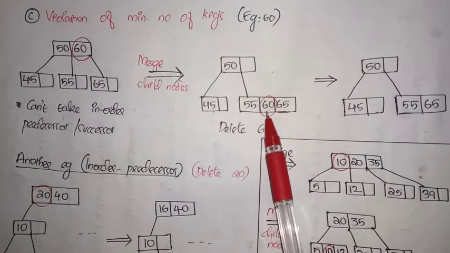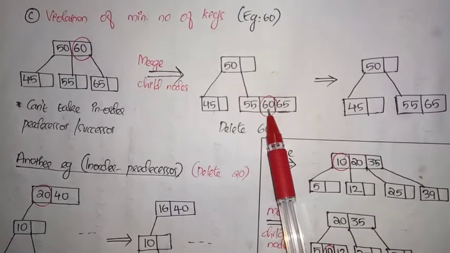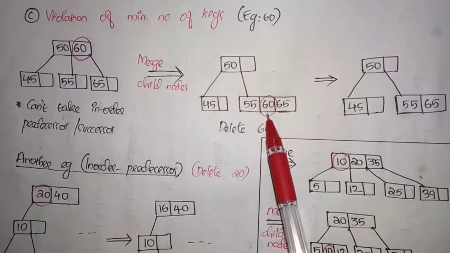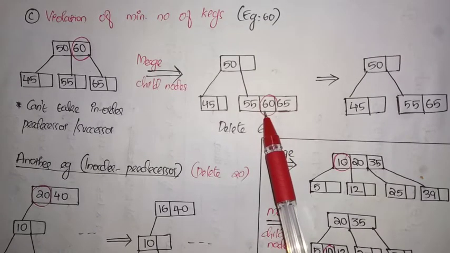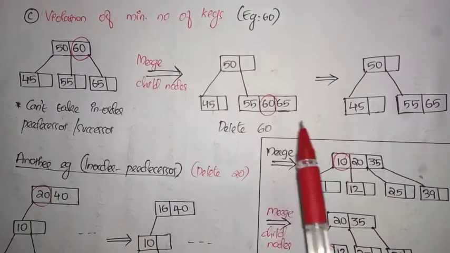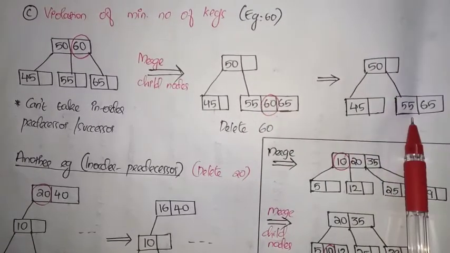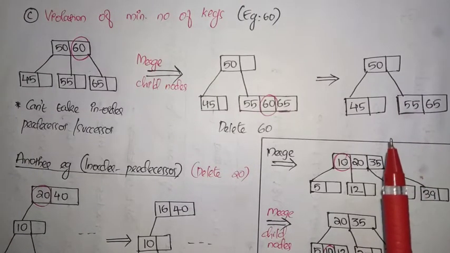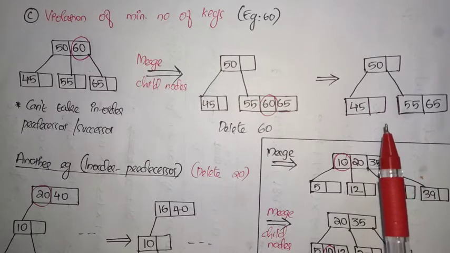After the merging, what can I do? I can directly delete the 60 now, because deletion of the 60 will not violate the minimum key condition. So I can definitely delete the 60 directly from this particular node. So the output will be like this. This is what we have to do for a deletion case wherein we cannot accept in-order predecessor or in-order successor.